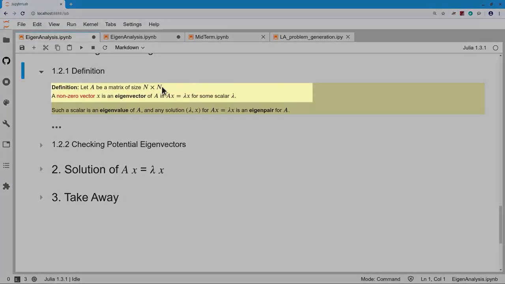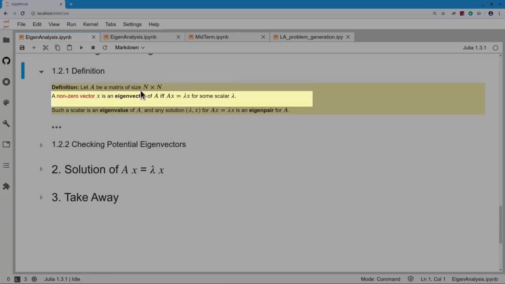Namely, start with a matrix A, make sure it's square, size n, and look at solutions of Ax equals lambda x. If we can find such a solution for some scalar lambda, we'll call it an eigenvector. However, if you look here, Ax equals lambda x, x equals 0 is always the solution of that equation. x equals 0, the origin, doesn't have a direction associated with it, so it's not an interesting case. So we'll restrict the eigenvector to be non-zero vectors. So x is an eigenvector if and only if it's non-zero and has the property that Ax is equal to lambda x for some scalar lambda.